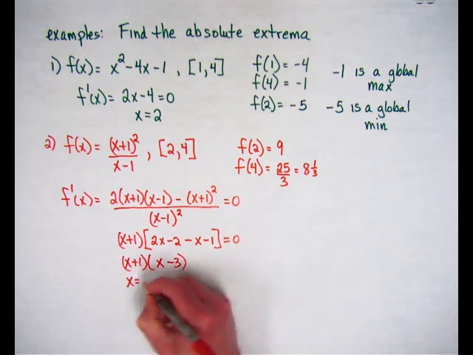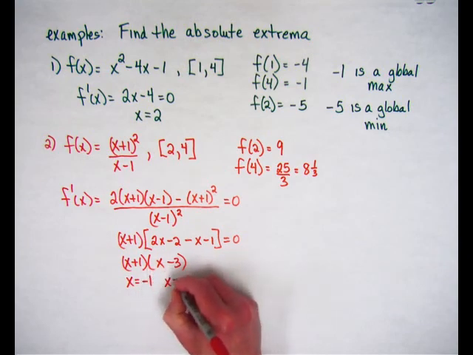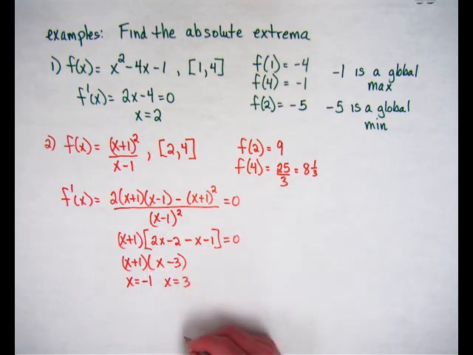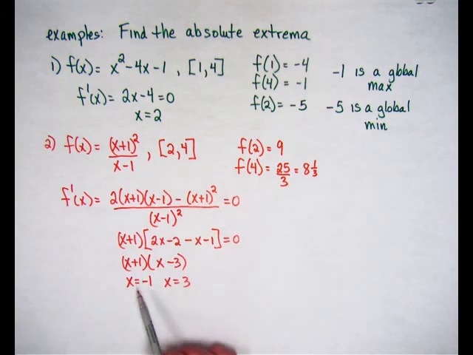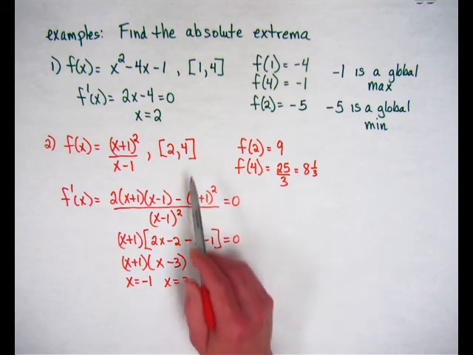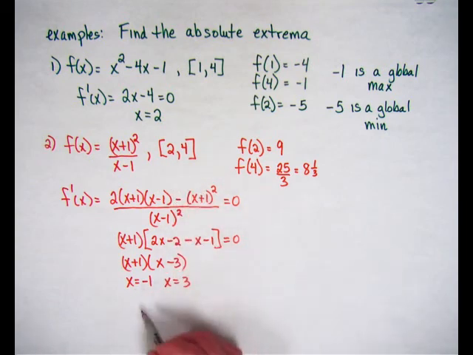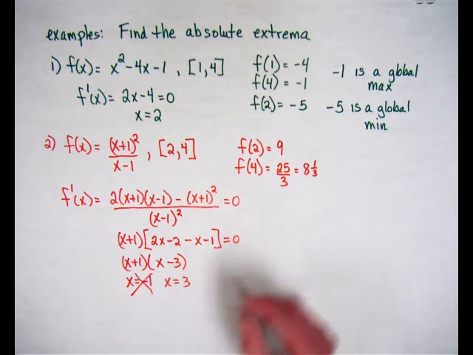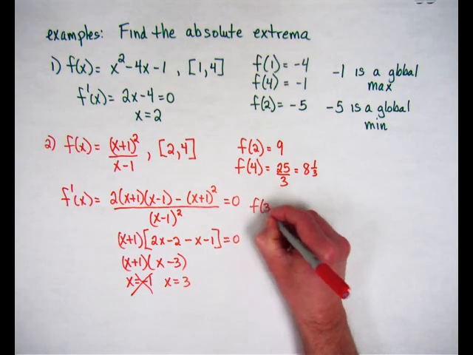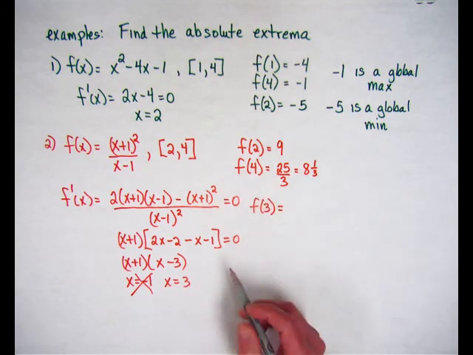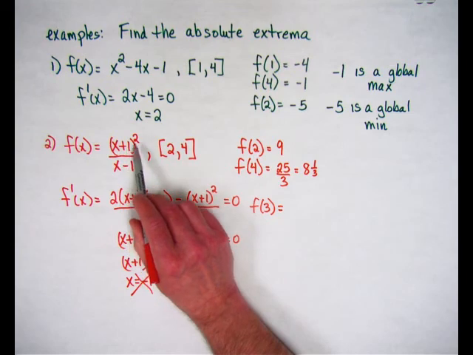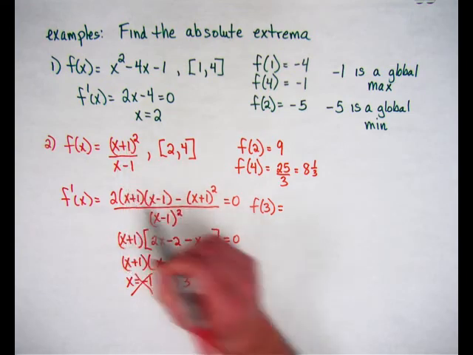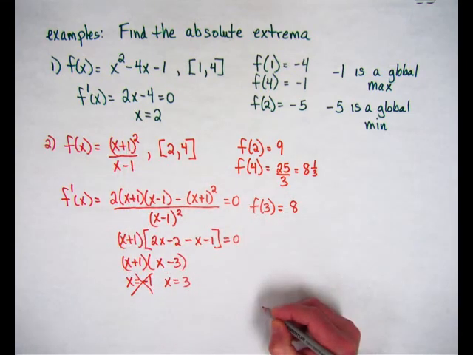So it turns out that I have critical numbers at -1 and 3. Now -1, what that means is that this graph has a horizontal tangent at -1, which would be a relative extrema. But we're only interested in analyzing this graph between 2 and 4. So we would just disregard the -1, but 3 is of interest to us. So we have to plug 3 into our function, which would give us 3 plus 1 is 4 squared is 16. 16 over 2 is 8.